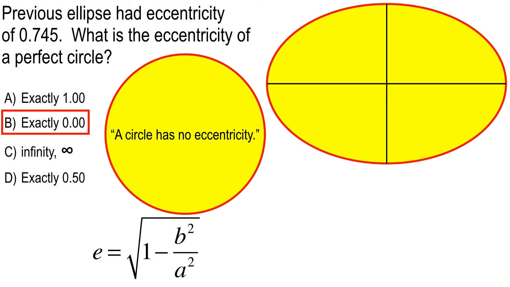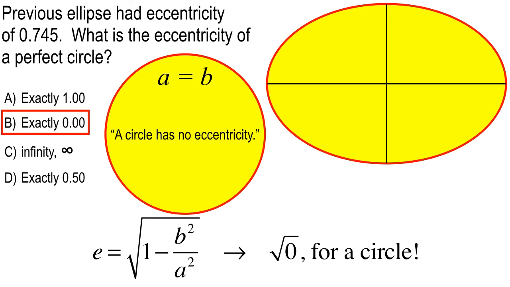If A is infinity, if your ellipse is really, really wide and not very tall, you'll have the square root of 1. But if you have a perfect circle, you have the square root of 0 because A and B are the same. So make a note of that. When we say that the circle has no eccentricity, that's like saying that the semi-major and the semi-minor axis are the same size. That's what makes it a circle. It's perfectly symmetric in every angle instead of just two, 0 and 90 degrees.